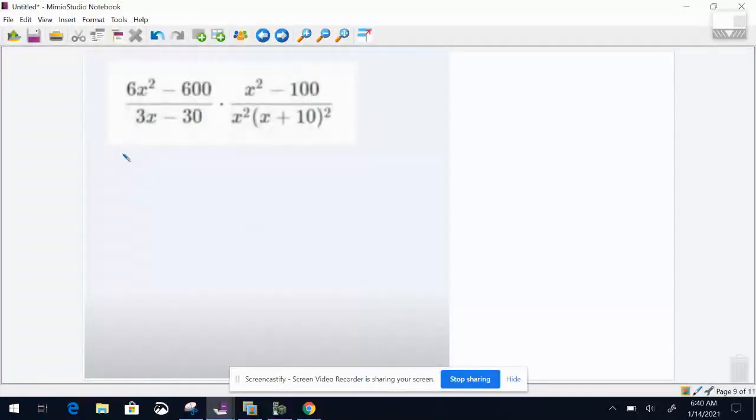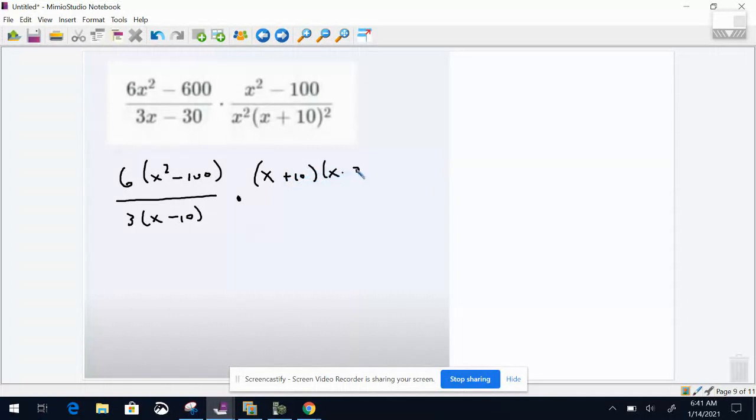Okay, another one, again, no flipping because it's all multiplication. So I'm going to take out a 6. That's going to leave me with x squared minus 100 all over a 3 times x minus 10 times the difference of two perfect squares, x plus 10, x minus 10. And then on the bottom here, I've got an x squared. And I'm just going to write out again x plus 10, x minus 10.